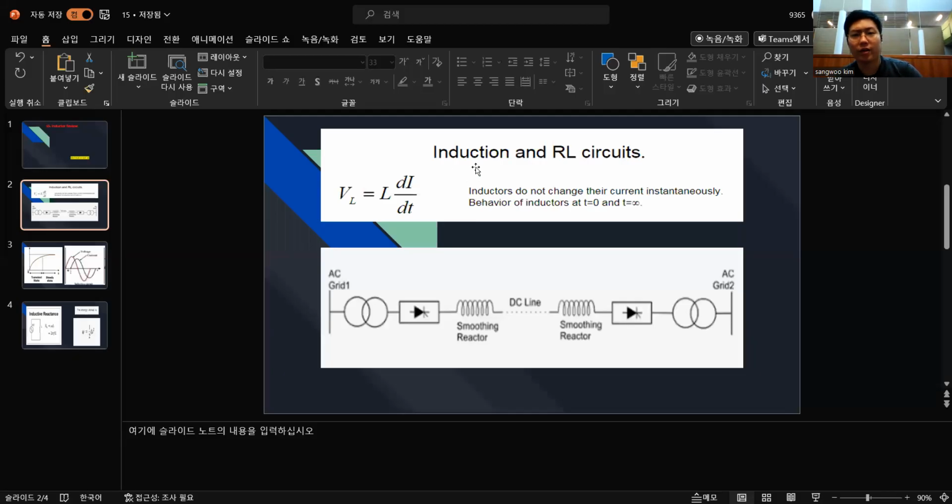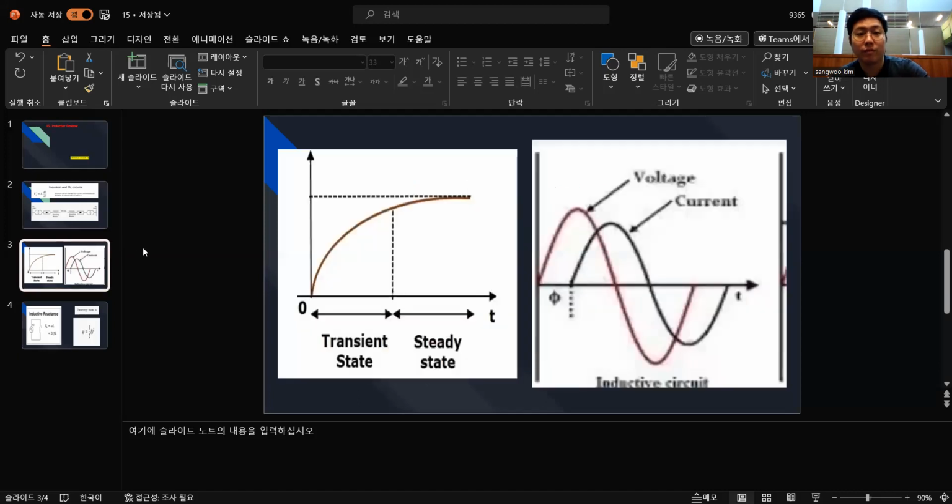As I indicated here, inductors do not change their current instantaneously, like a sharp step. They make it smoothly. That's why the arcs happen, and I already covered this in this lecture. Another example is the smoothing reactor we also use. And in a DC circuit, in the steady state, the inductor acts as a short circuit. Let me show you.